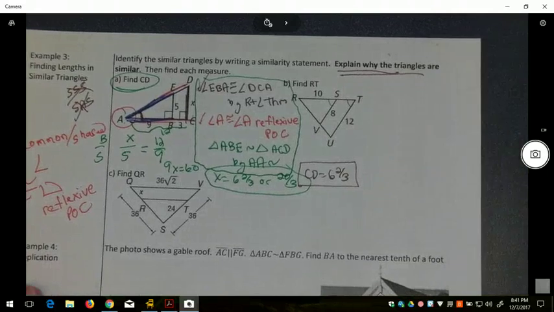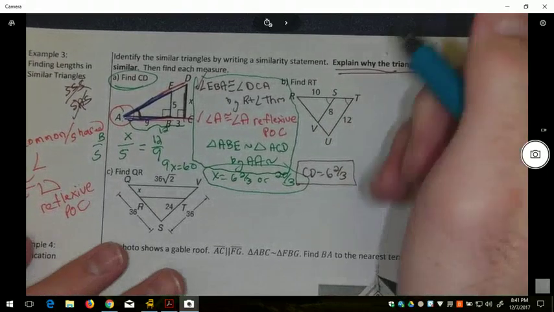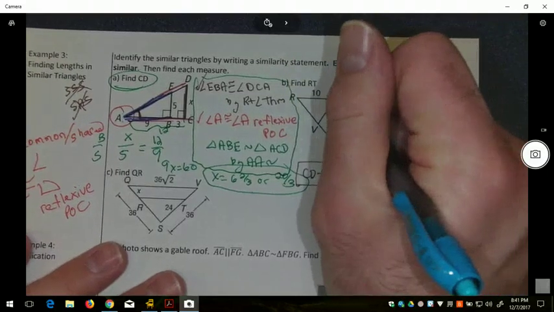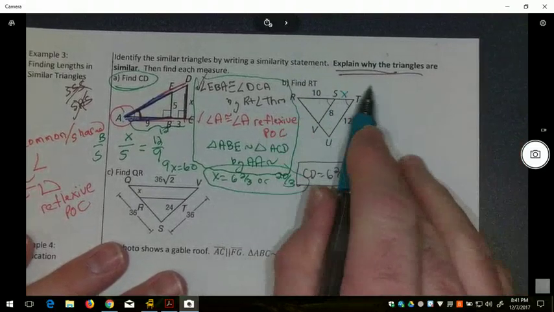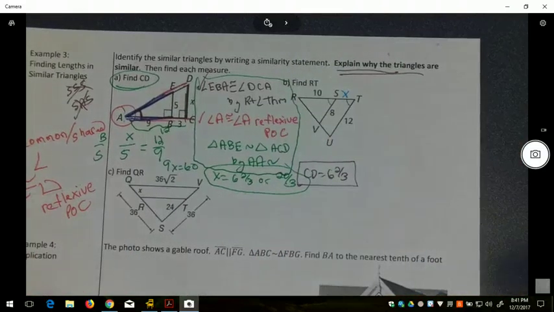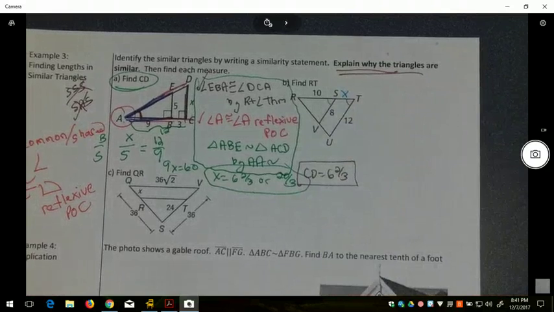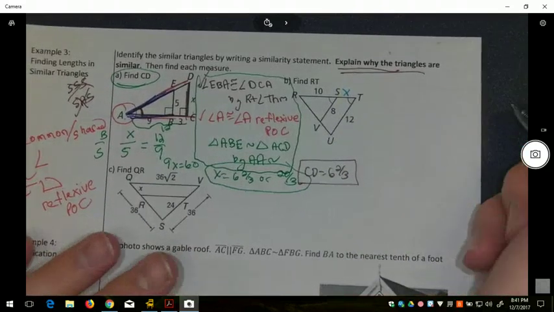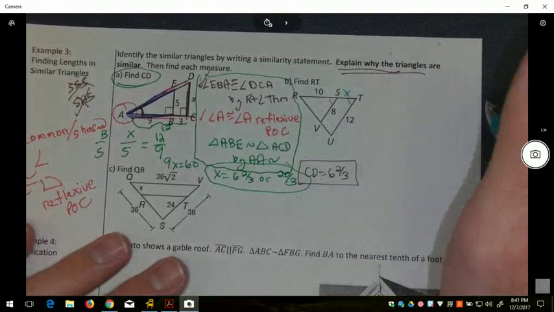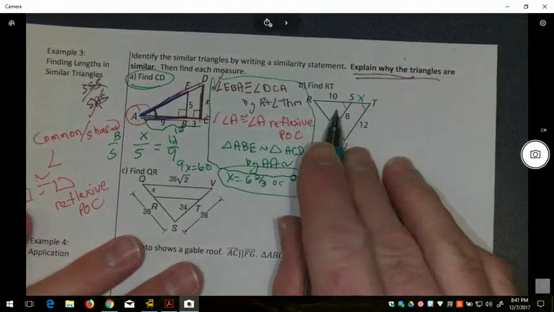Letter B. Letter B says find RT. Well, you have the option of calling ST x or the whole thing RT x. You get to pick. I'm going to call the little piece ST, I'll call that x. First, we have to explain why the triangles are similar. Well, they gave us one.